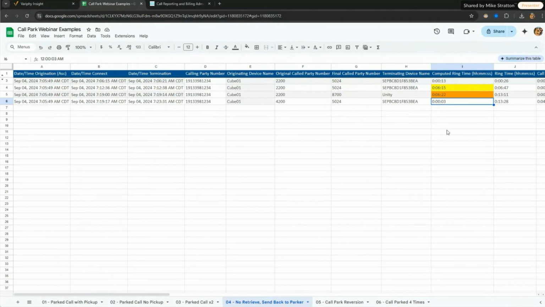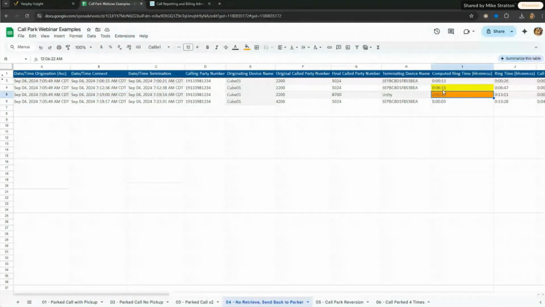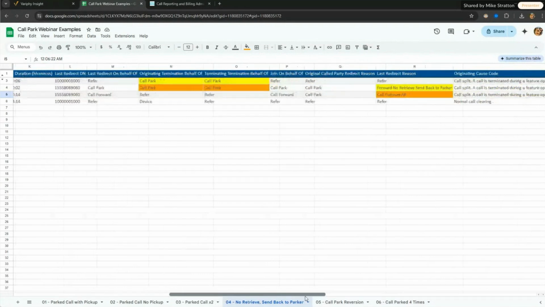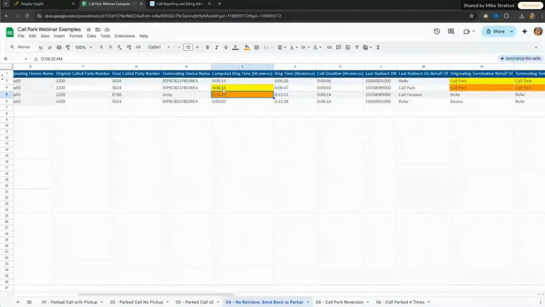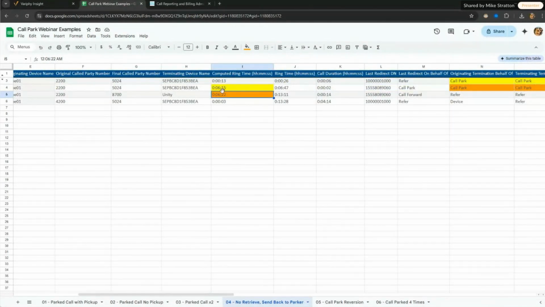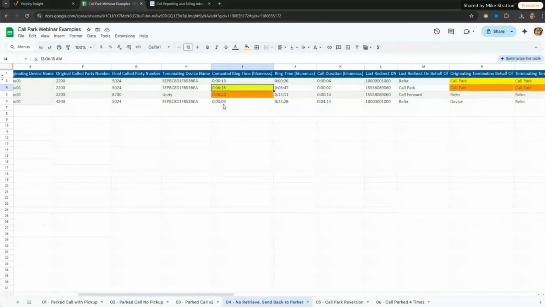However, when it comes to park calls, because that middle leg is missing, your computed ring time reflects roughly the true ring time plus the time that the caller was parked. I've seen this a lot with park calls, where the limit before the call is sent back to the parker is about 6 minutes. So 6 minutes plus the actual true ring time. You can see here, the high computed ring time is because the person was parked for 6 minutes and then it bounced back to the hunt group.